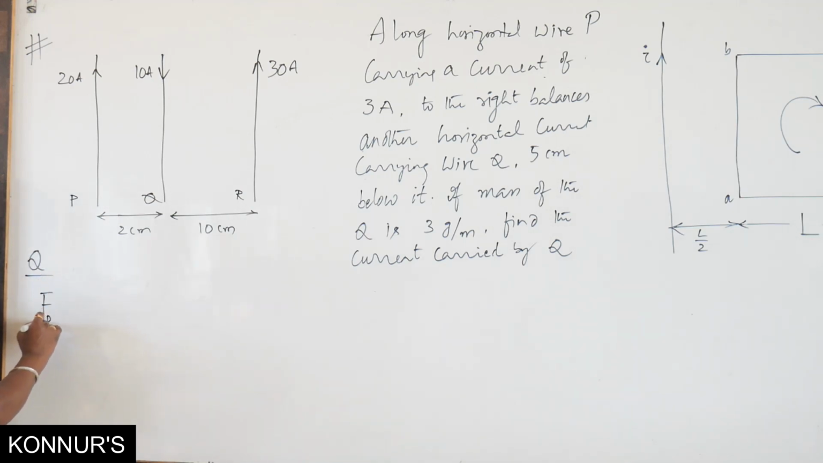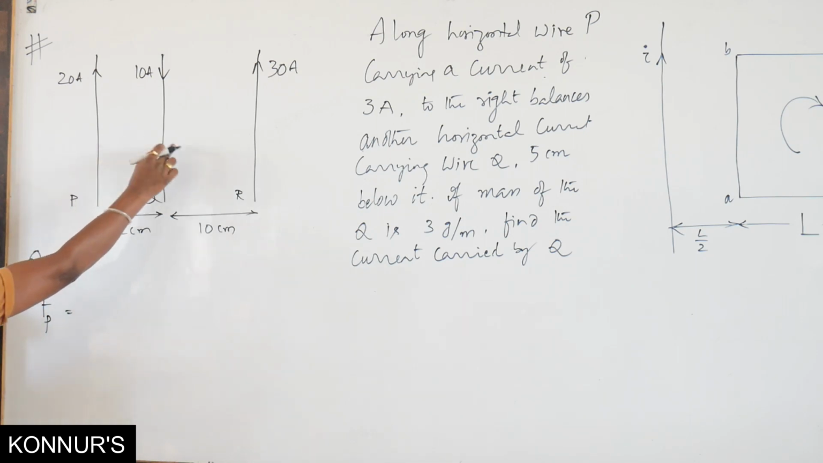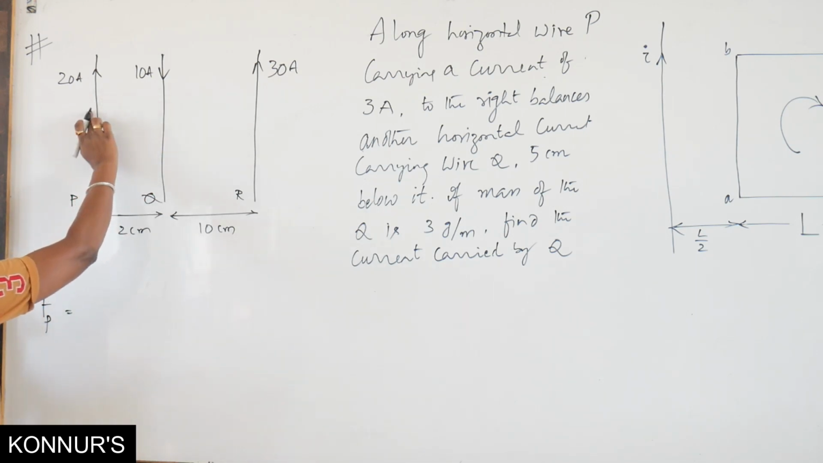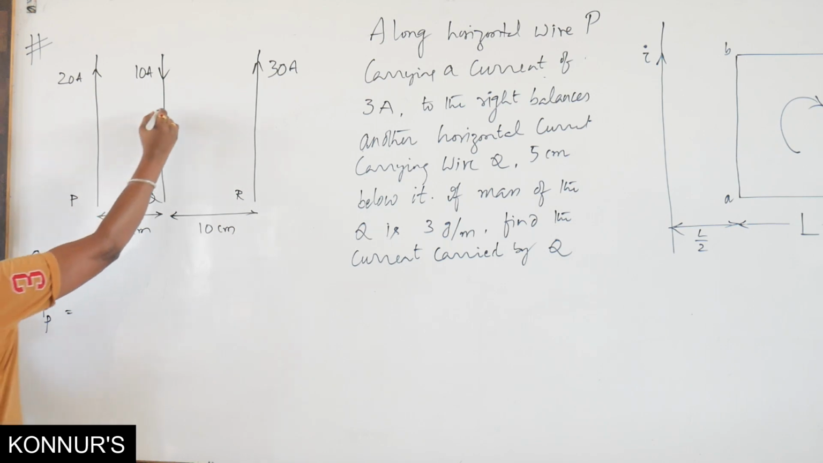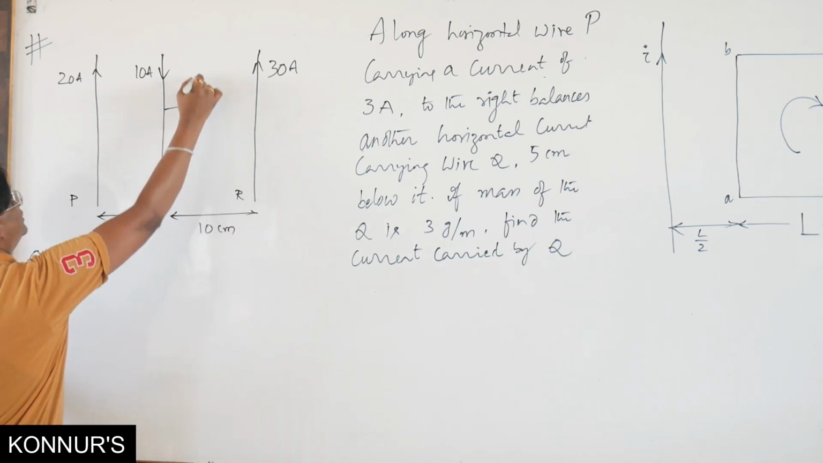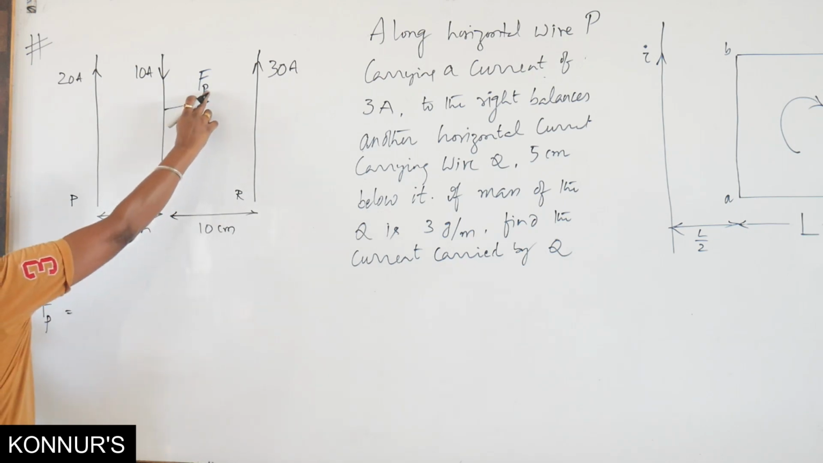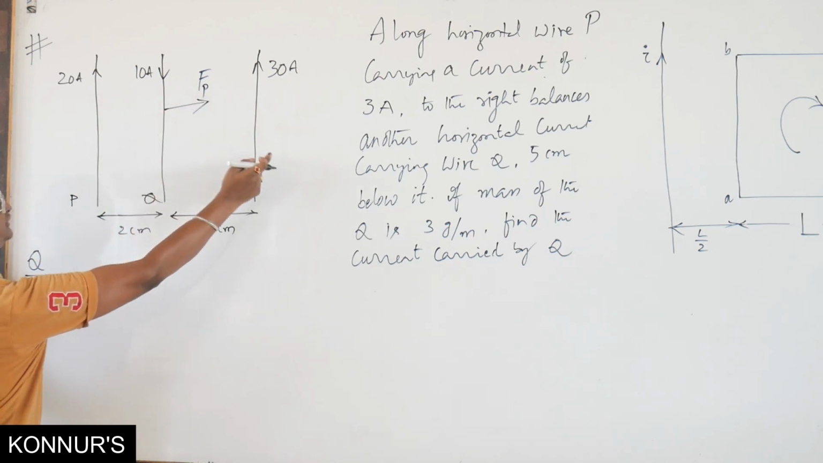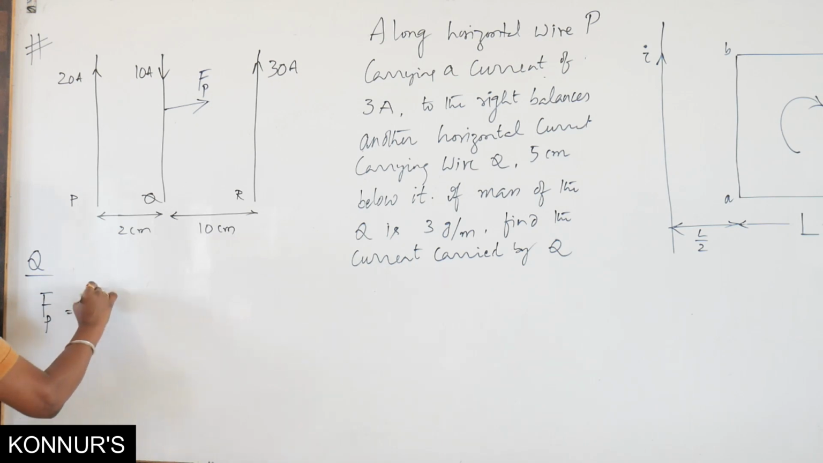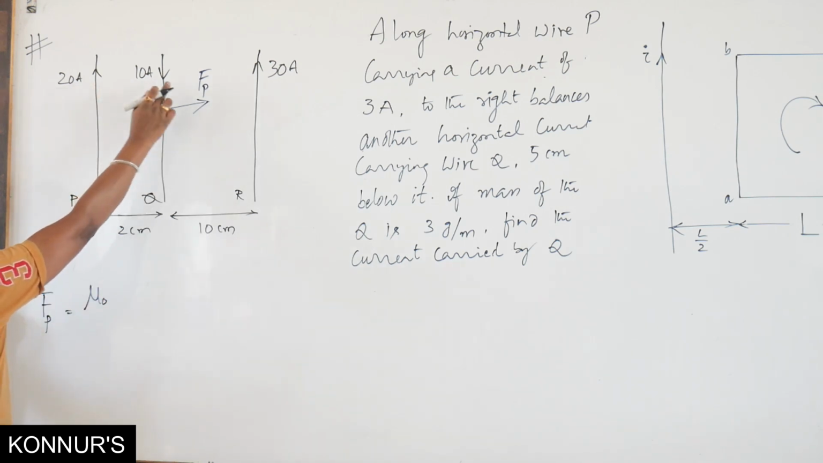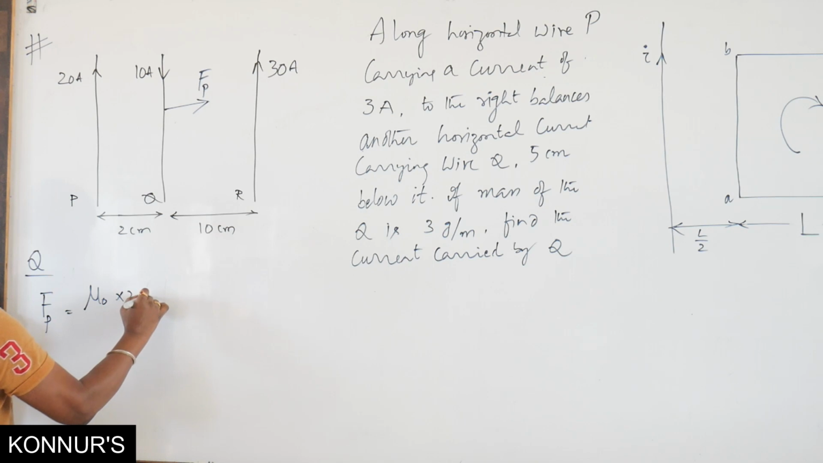Now here on Q, there are two forces. Force due to P. See here, they carry anti-parallel currents. Therefore, they repel. This is the arrow I am writing. Please look for this arrow. Force on Q due to P is towards R. And that value is mu naught I1 I2, that is 200, by 2 pi.